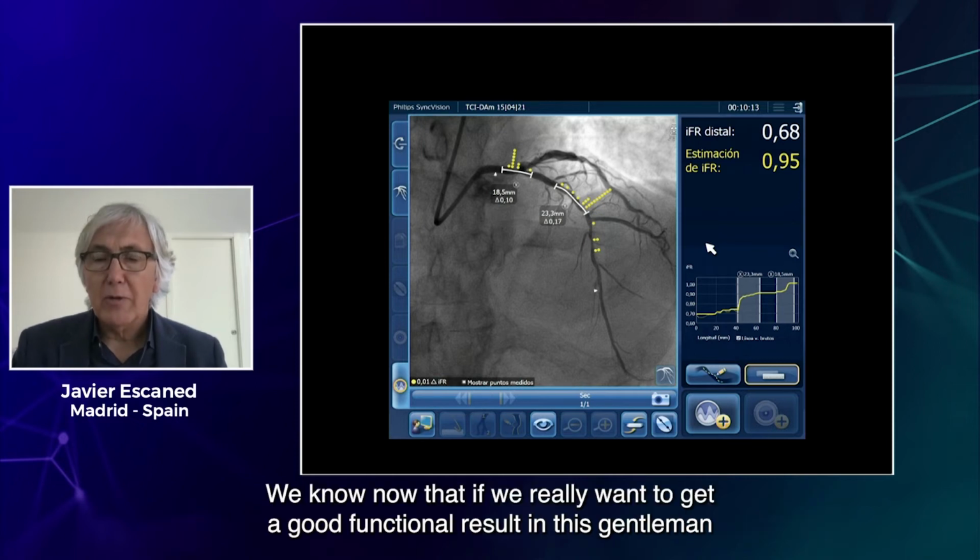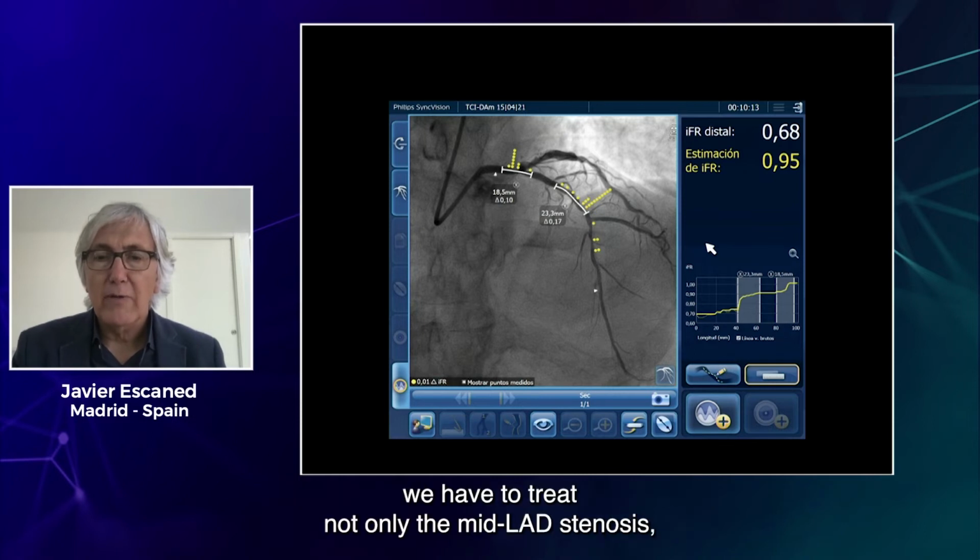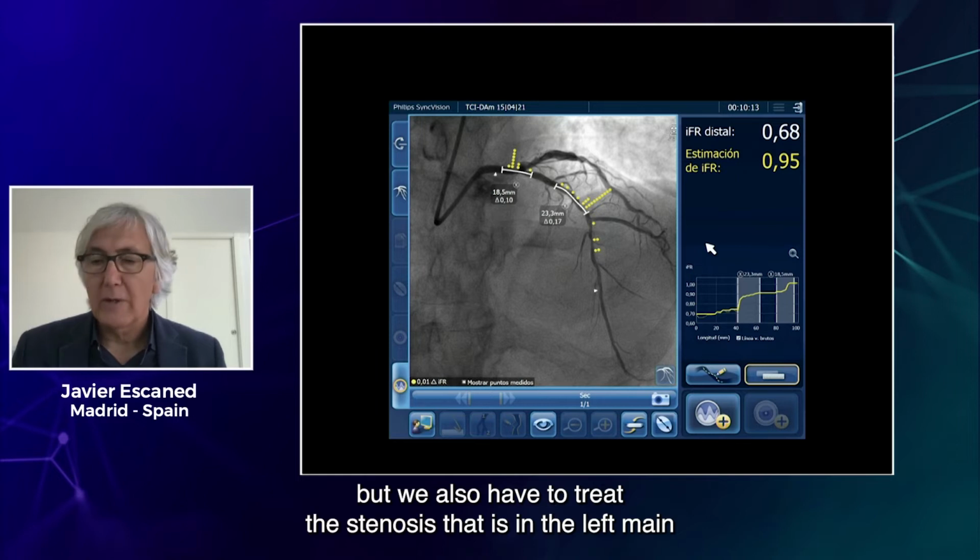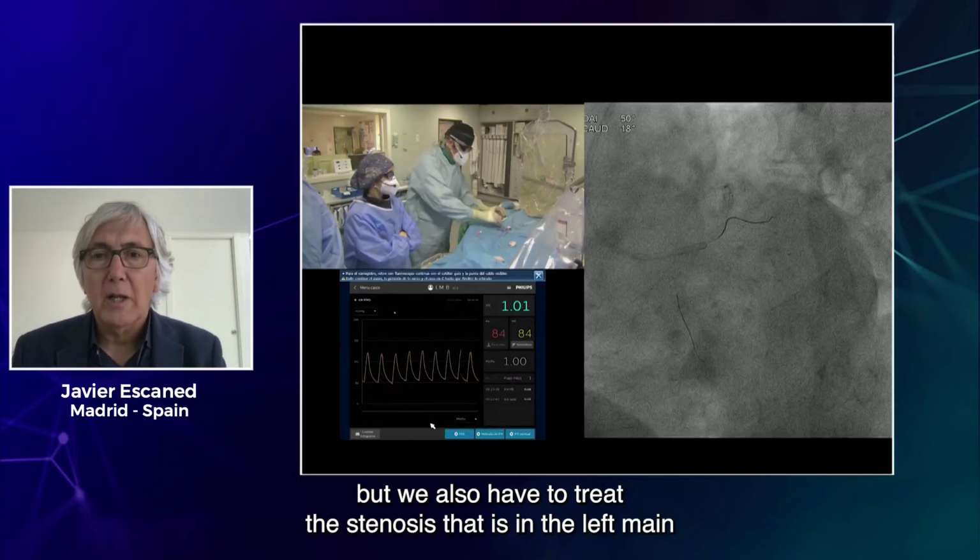We know now that if we really want to get a good functional result in this gentleman, we have to treat not only the mid-LAD stenosis, we have also to treat the stenosis that is located in the main.